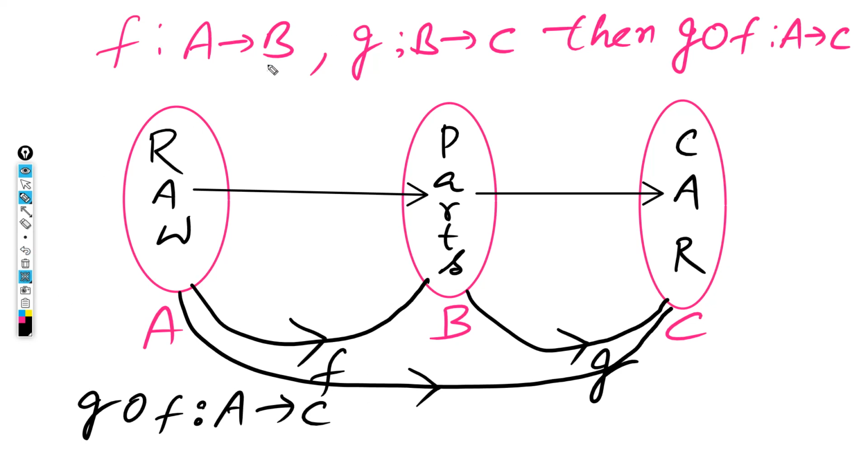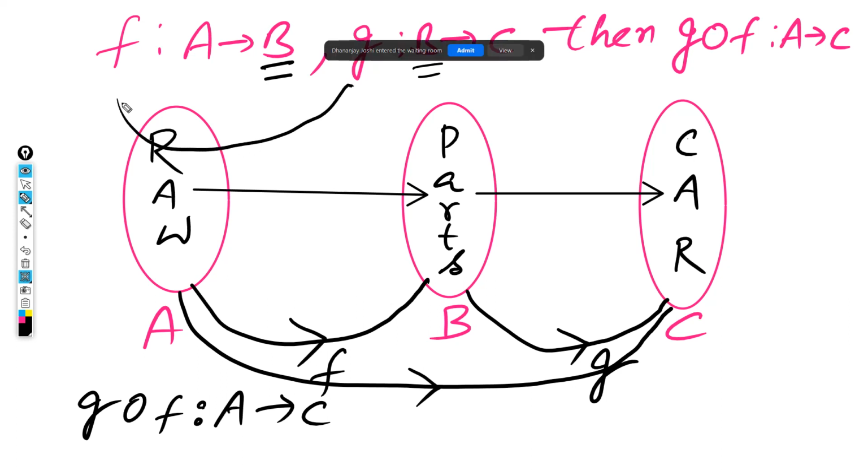The codomain of the first function must be equal to the domain of the second function. Then it will be removed, and you have to take it from the right hand side. G circle F maps from A to C. Car is made from the raw materials. This is what you have to understand, please, with regards to the composition of functions.